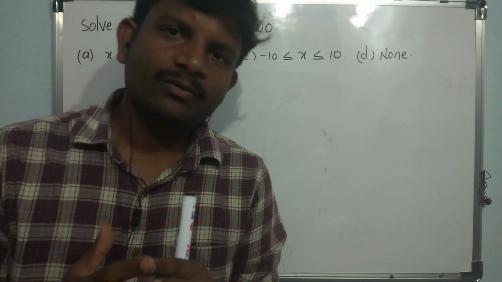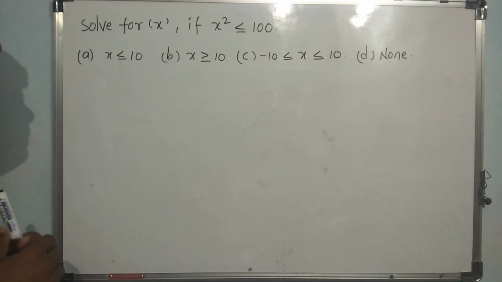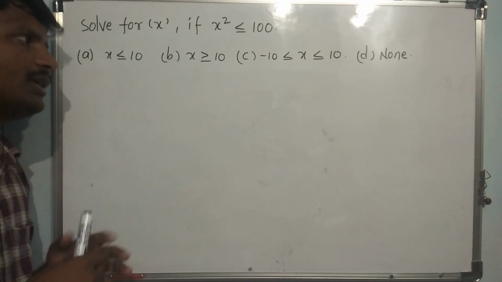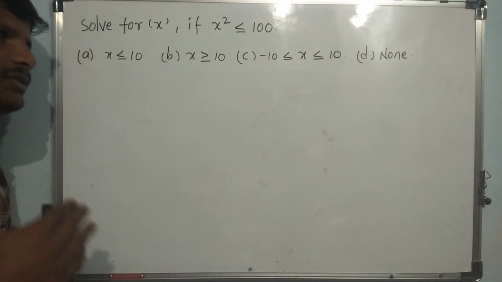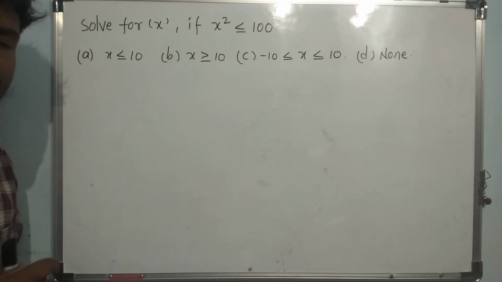Today we came up with a topic, linear inequalities only, and see the problem: solve for x if x square is less than or equal to 100. And see the options. Option A, x less than or equal to 10. Option B, x greater than or equal to 10. Option C, minus 10 less than or equal to x less than or equal to 10. Option D is none of these.